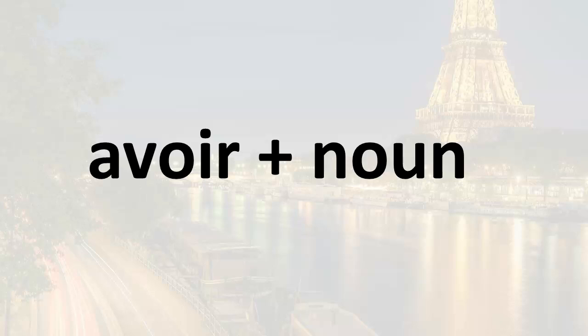In French, we use the verb avoir with a noun to express ownership or possession. In other words, to talk about things that you have. So if you want to say, I have a smartphone, I have a car, I have a dog, then this is the construction that you'll use.